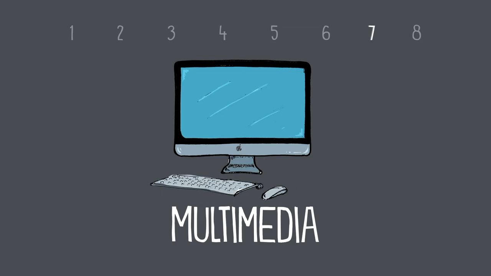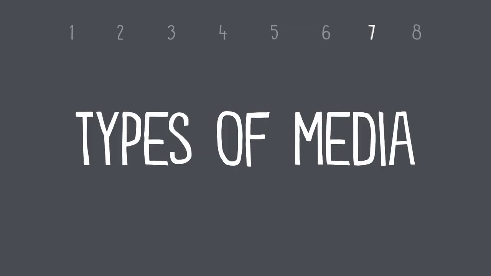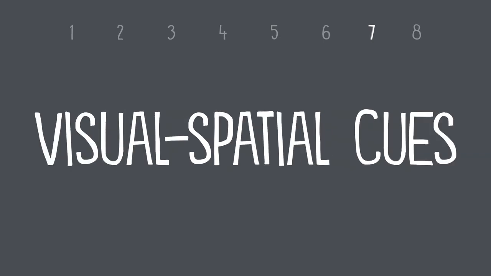Number 7, you want to incorporate multimedia. And this could be audio, video, it can be conferencing, all kinds of different media that you're choosing to use. And the idea is that you also have these visual spatial cues. And you saw that when you looked at the airport example of having these big visual spatial cues.